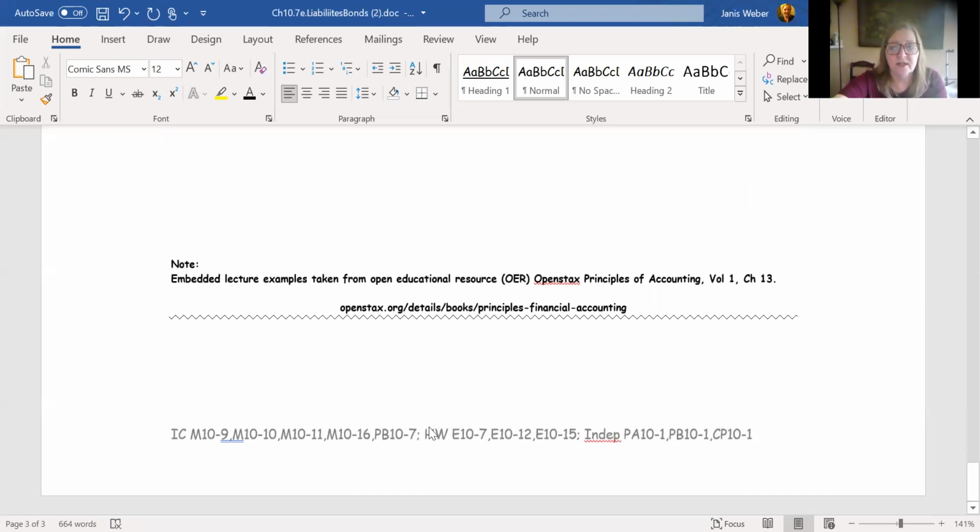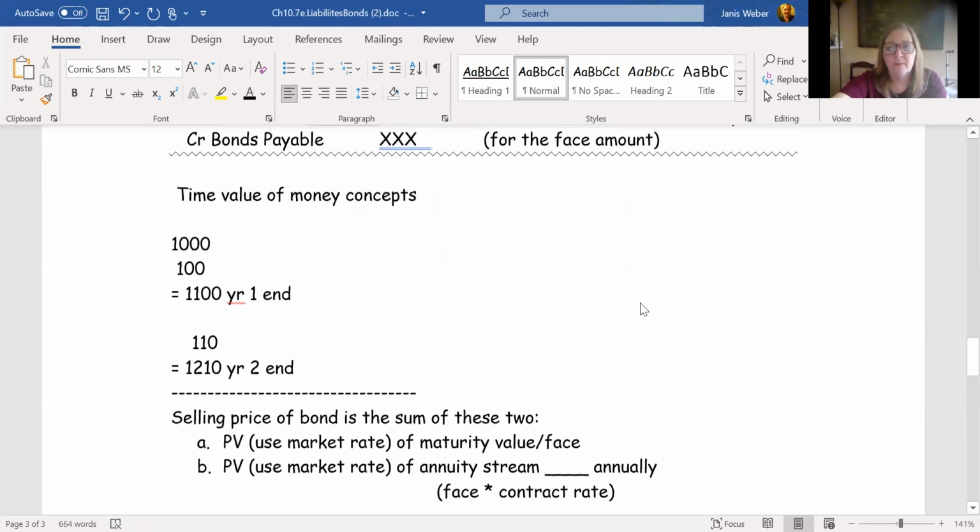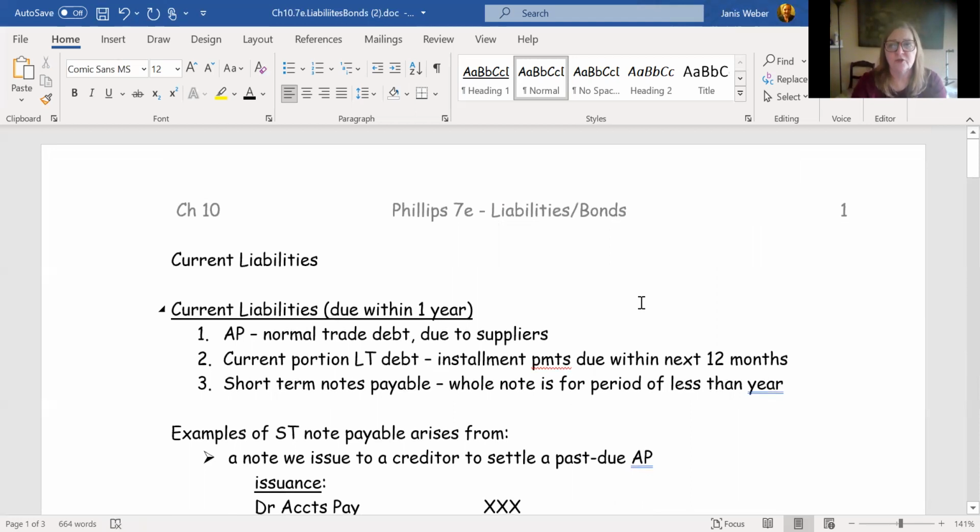Okay, so that's this. Again, here's a link to the Openstax textbook and the exercises at the end of the chapter. I'm going to leave it at that for here, and I'm going to make another video to discuss calculations of the selling price and the amortization based on the effective interest method.